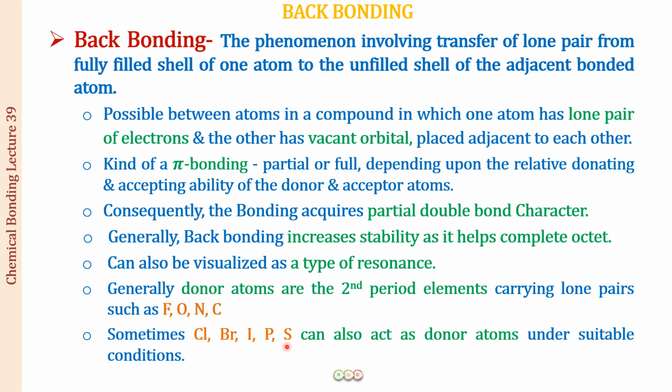So this is how we are going to divide these two lectures. We will first discuss in this lecture when fluorine and oxygen act as the donor atom, and in the next lecture we will see the examples and the applications where nitrogen, carbon and the other atoms are acting as the donor atoms.